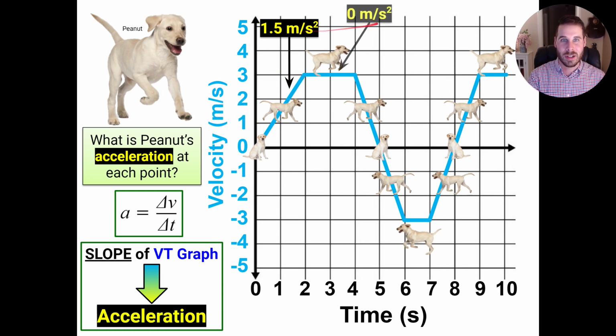What about the next section? Well, that would be 0 meters per second squared, because the rise is 0 in this section. He doesn't go faster or slower. He has no acceleration. He stays the same constant speed during this part of the journey.